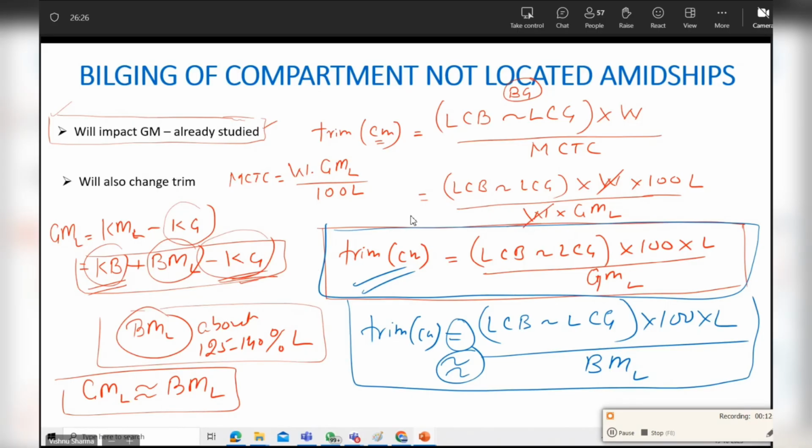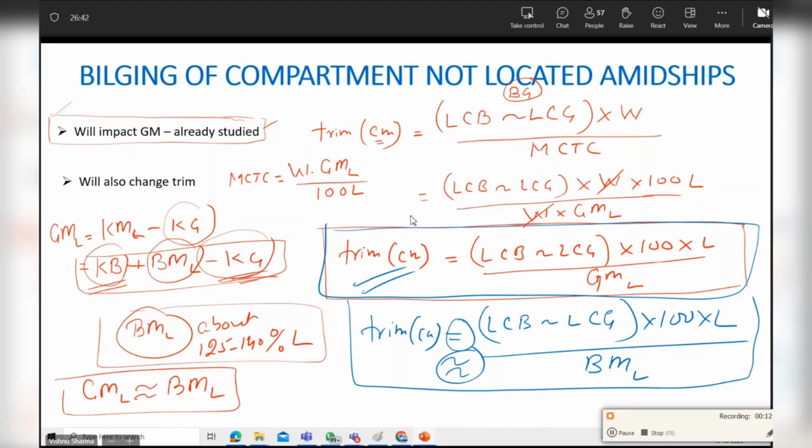So if KG is not given and you are not able to get GML, then you'll have to use the BML. But please remember, don't ask me if KG is given, can I use BML? Technically, it should be GML.